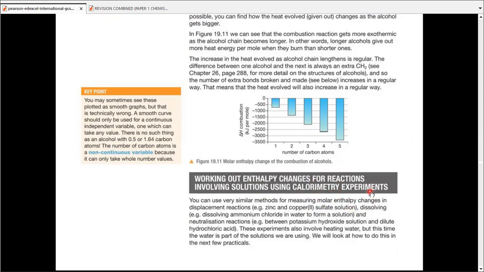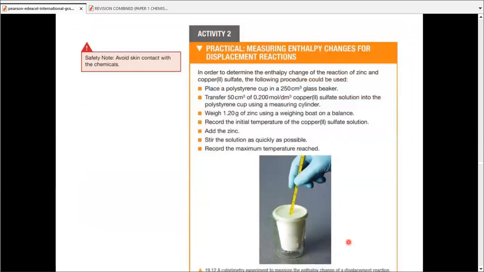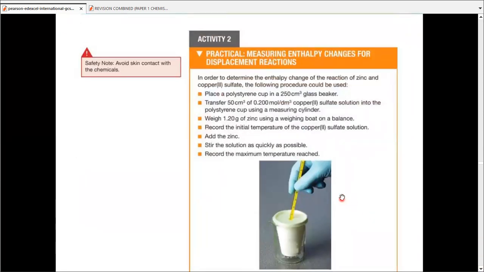Now, working out enthalpy changes for reactions using solutions instead of burning for calorimeter experiments, like I was talking about displacement reactions or neutralization reactions. So how do we do them? Let's do another experiment. It's pretty easy. We take a polystyrene cup, since it's made out of an insulator. We'll put it in a 250 cubic centimeter glass beaker. We transfer 50 cubic centimeters of solution, for a displacement reaction, into the polystyrene cup.